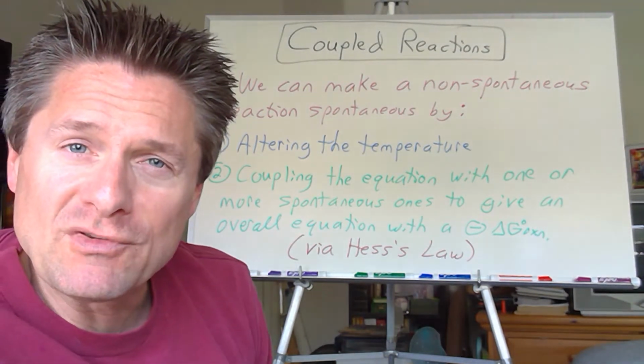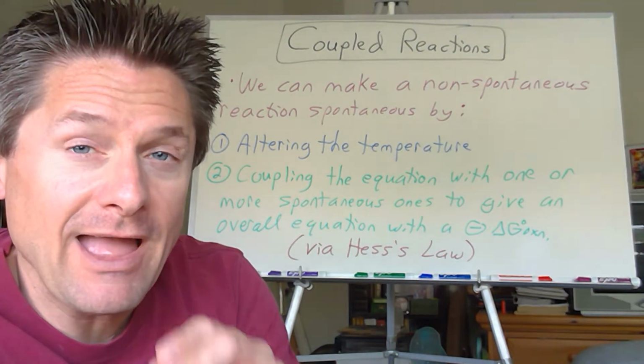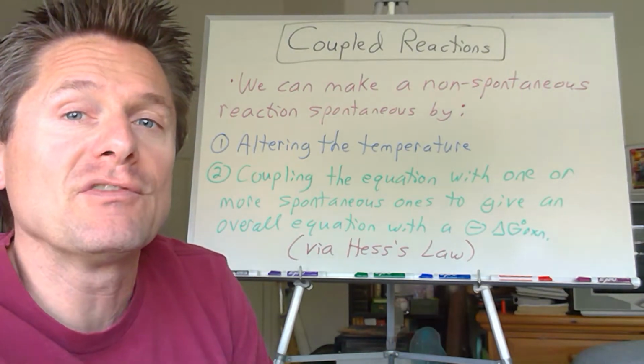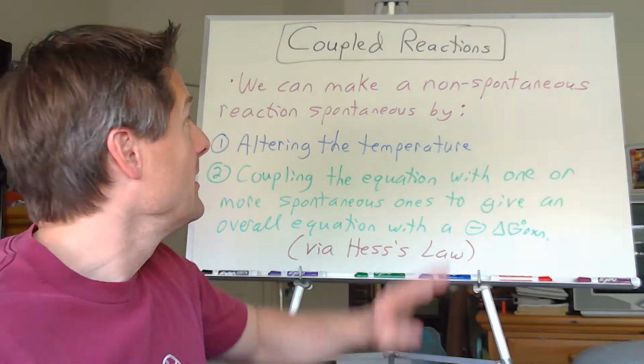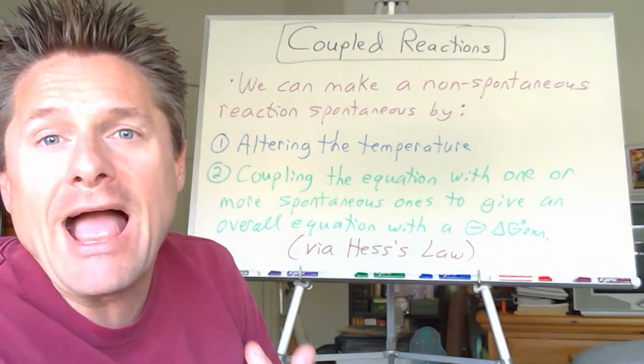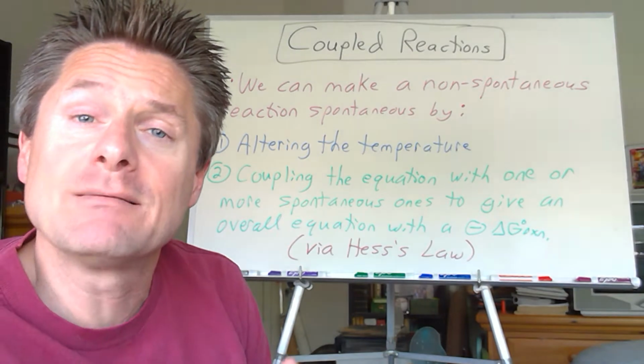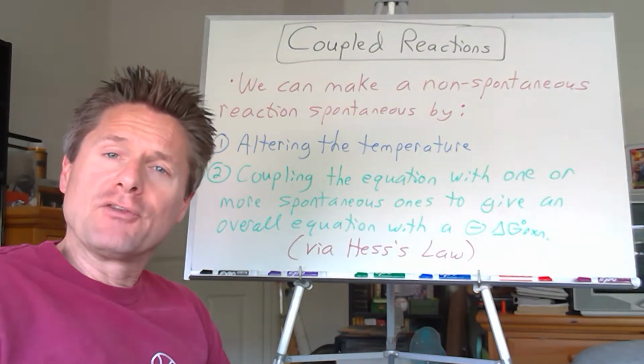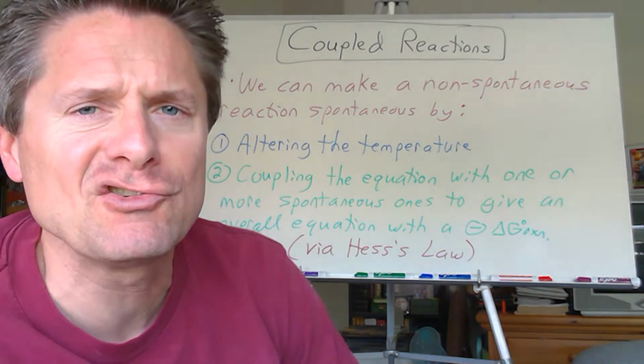So what if we run into a scenario? We did this with enthalpy of reactions. We're going to do the same thing with Gibbs energy of reactions. What if we have a non-spontaneous equation or reaction? So it's not going to happen on its own. It needs some outside help. It's got a positive delta G overall. Could be standard conditions or non-standard conditions.